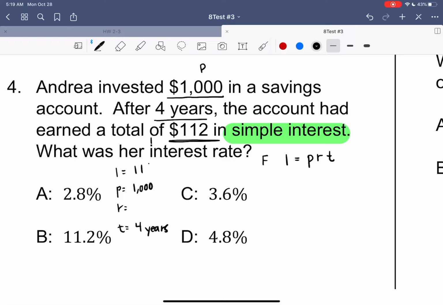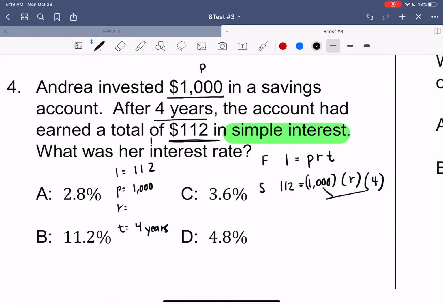It's 112. But when we substitute this into our formula, we're going to have to take the I and substitute it here: 112 equals 1,000 times our rate, which we do not know, and then our time of 4 years. So we have to combine the terms that we can combine. On the right side of the equation, we're going to take the 1,000 and multiply it by 4.